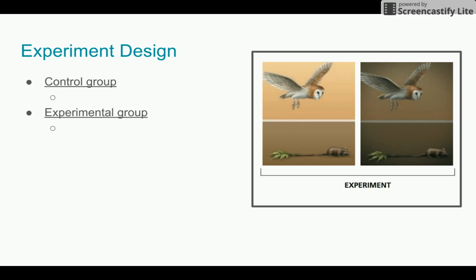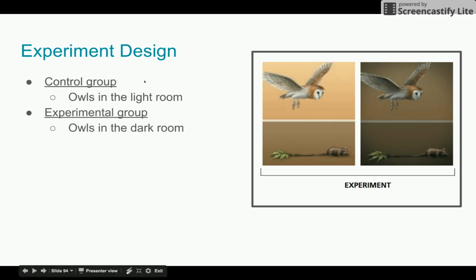So what is happening as a result of the independent variable? Okay, so for our owl example, let's go through and figure out what these different variables are. So our control group and our experimental group. For the owls, the control group is going to be owls in a light room. So in the light room, the owl should be able to always get the mouse, regardless of how it hunts in the dark. Our experimental group is the owls in the dark room. So this is the group that's receiving the treatment. This is the group that we're really looking at.